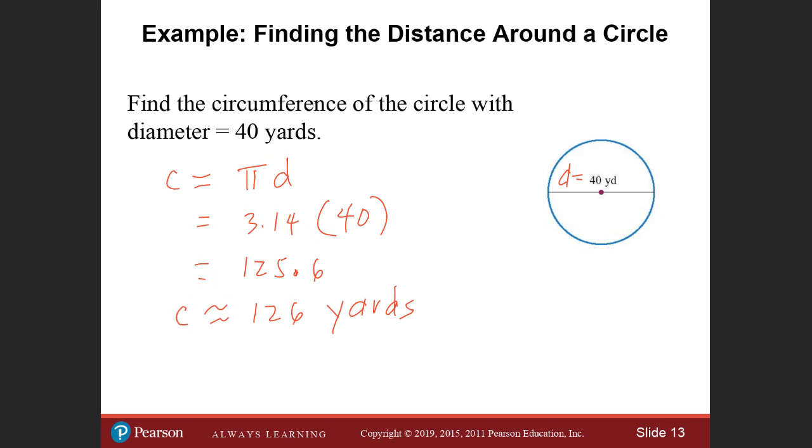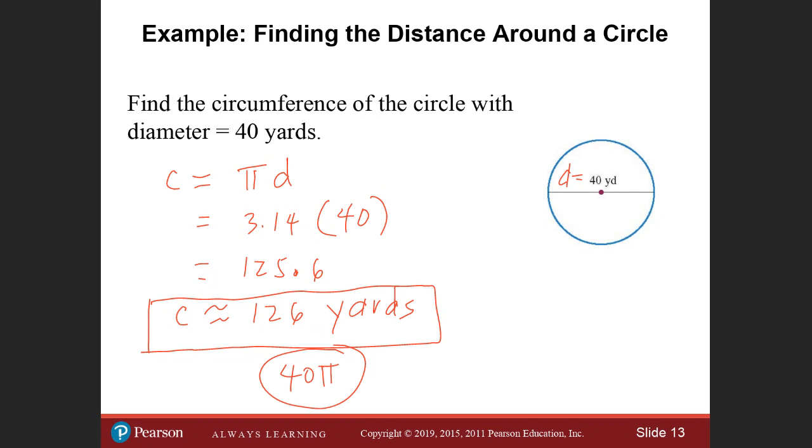When you say area, that should be square yards. Okay. If you want to be exact also, you can answer this as 40 pi. That's also acceptable. That's the diameter times your pi, 40 pi. And then you just write the unit, 40 pi yards. And that's exactly the same thing, but that's the exact answer.